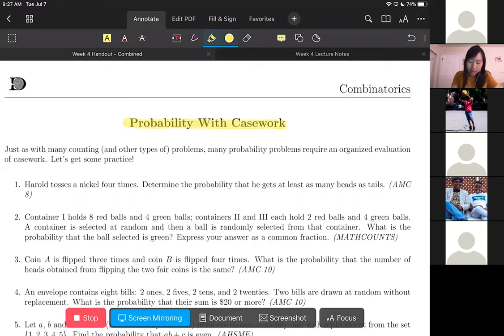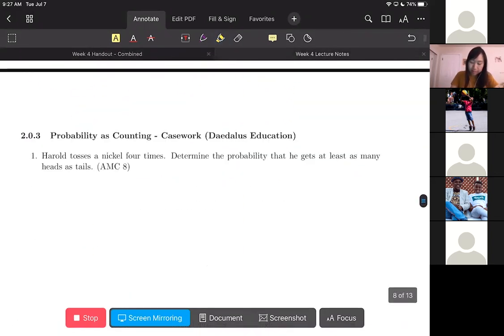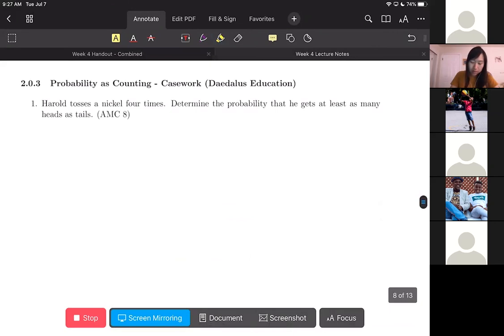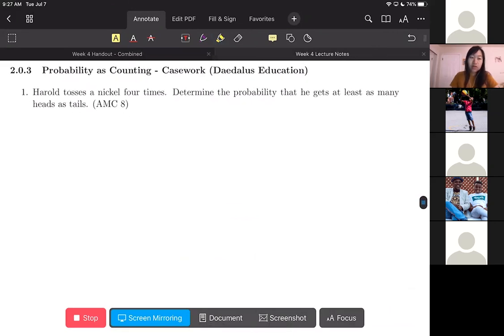And again, this handout has a lot of questions, but we'll go through just some of them together. So here's an example. Harold tosses a nickel 4 times. Determine the probability that he gets at least as many heads as tails.